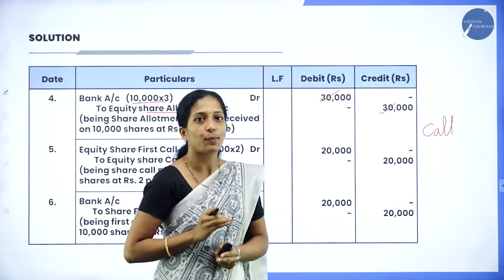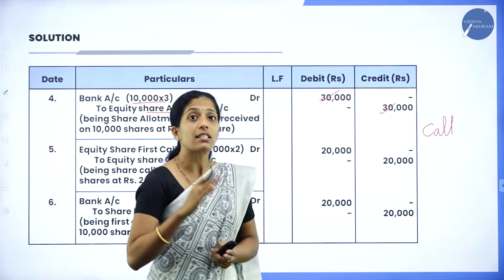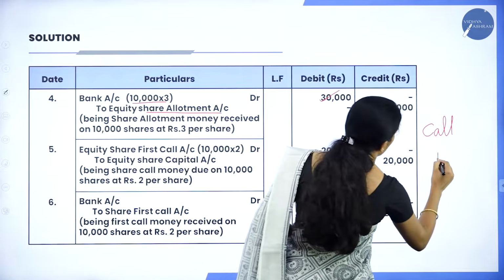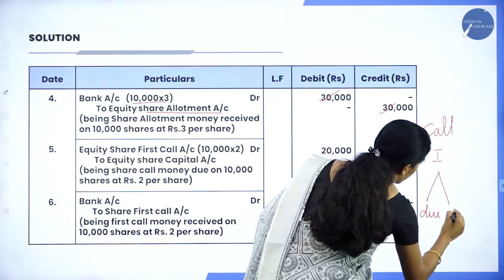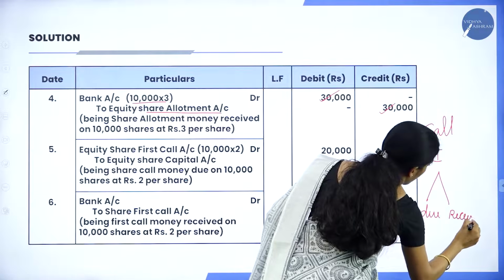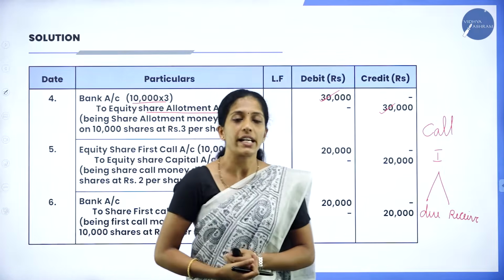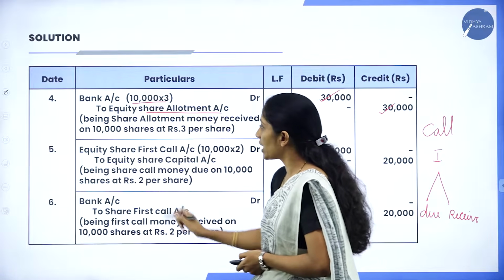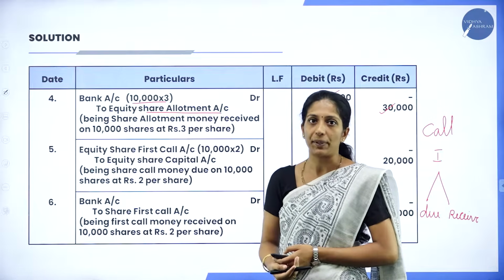So here in this problem they have given two calls, the first call as well as the second and final call. In your first call you have two entries. One entry is the due entry and the next entry is to receive the amount. So first is the due entry and the next entry is to receive the first call money. So what is the due entry? Equity share first call account debit to equity share capital account.